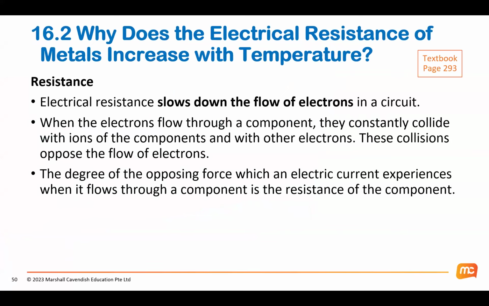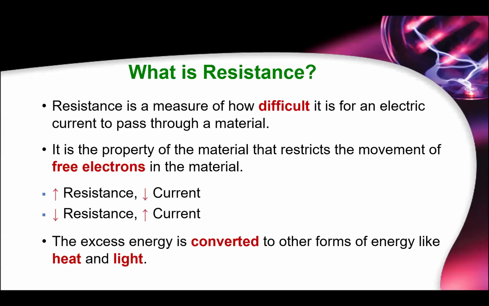Okay, so what exactly is resistance? In layman terms, electrical resistance means the slowing down of the flow of electrons or charges in a circuit. Whenever electrons flow through a component, they will have a lot of collisions with the atoms and ions inside it. And this collision actually slows down the flow of the charges. The degree of the opposing force which an electric current experiences when it flows through a component is known as the resistance of the component.